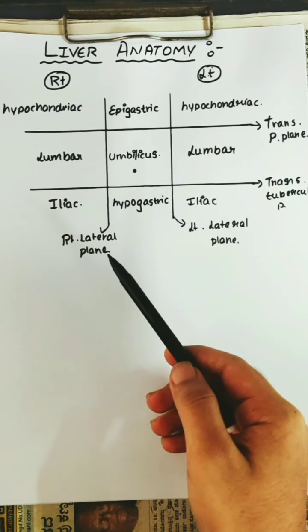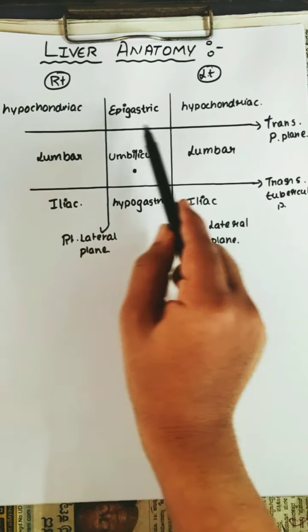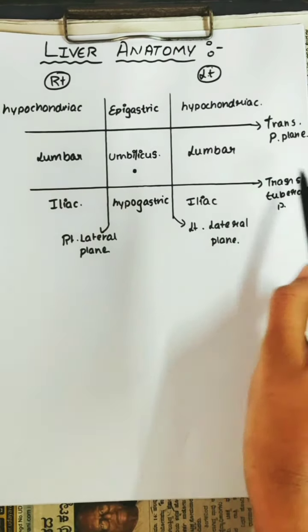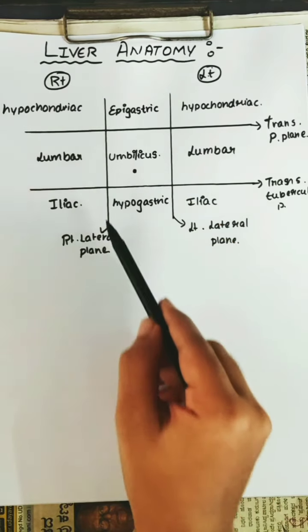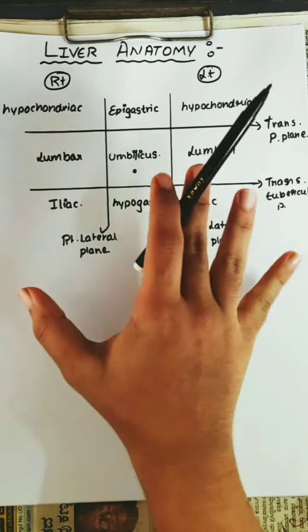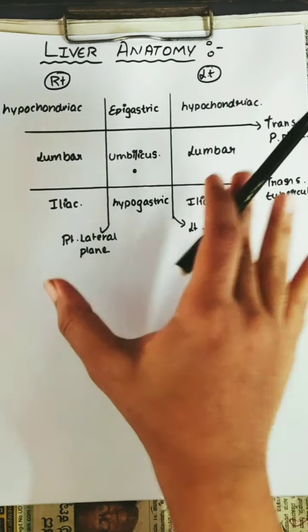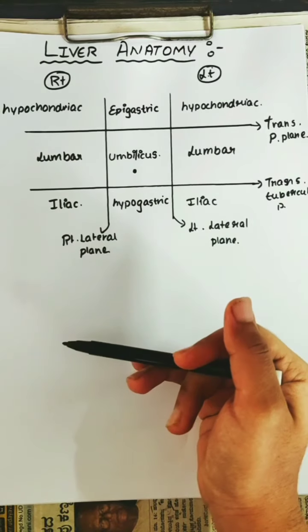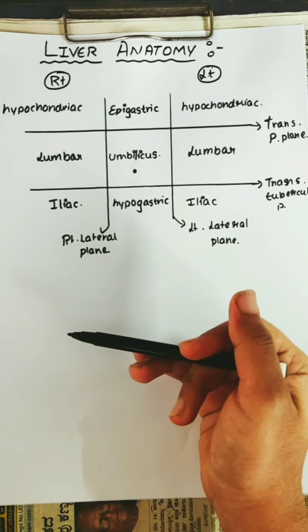We'll study about the different planes. So this one is transpyloric plane. This one is transtubercular plane, right lateral plane as well as the left lateral plane. So as we have understood briefly about the basics of the abdomen, the different quadrants of the abdomen, we will see the anatomy of the liver.